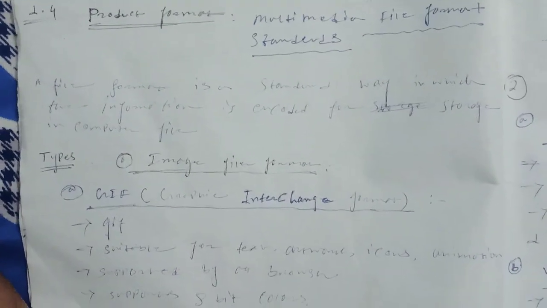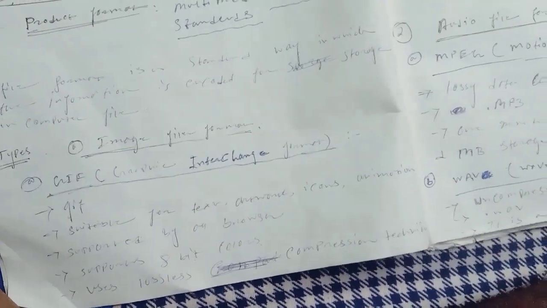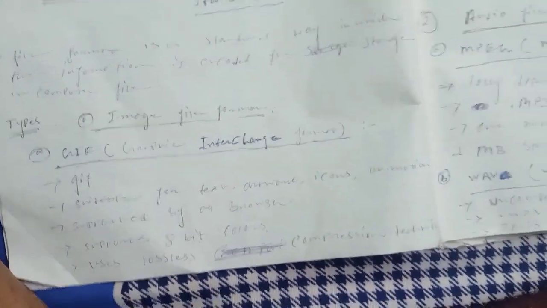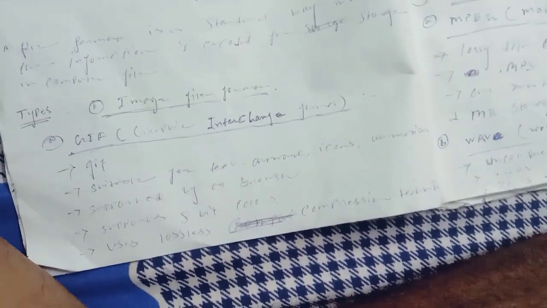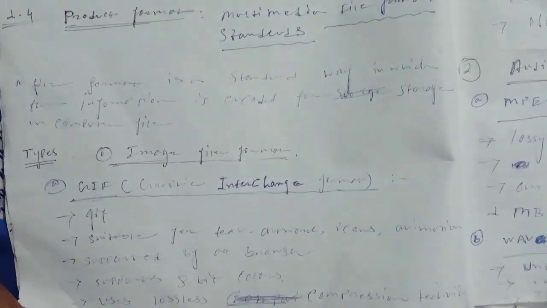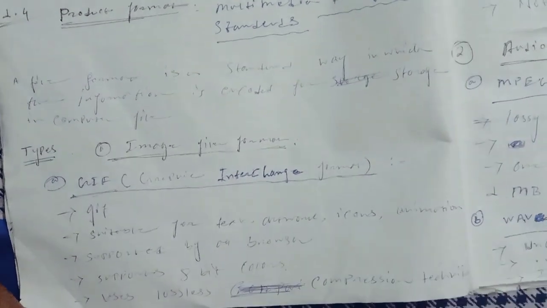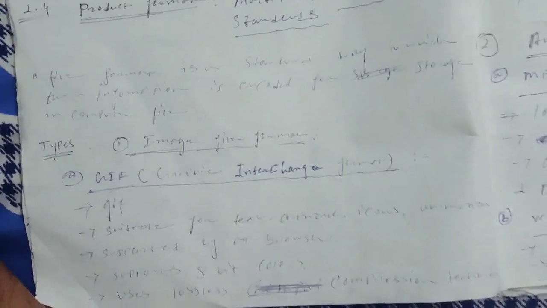So our next question will be multimedia file format standards. What are the file formats used in multimedia? So basically we have three types here: for image, for audio, and for video. Firstly, a file format is a standard way in which the information is encoded for storage in a computer file.